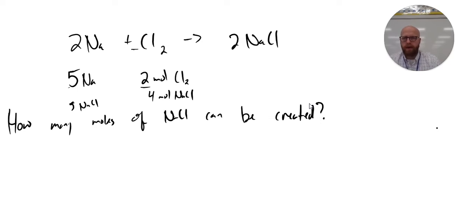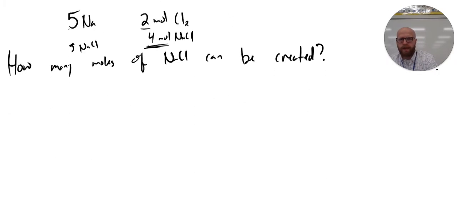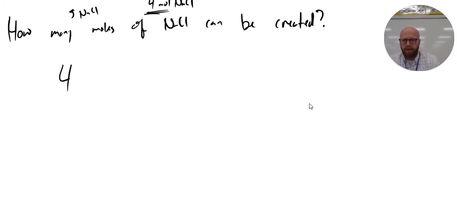And now we just compare. I have enough sodium to make 5 moles. I have enough chlorine to make 4 moles. Well, this is going to run out. This is my limiting reagent. I cannot make 5 moles because after I've made 4 moles of NaCl, I have no more chlorine. So what would my answer be? It'd be 4 moles of NaCl. Let's do another example problem here.